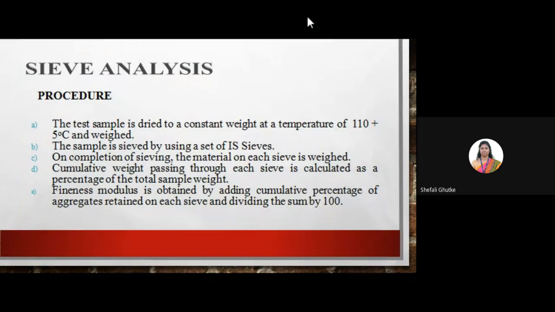So basically, how to perform the sieve analysis? The procedure is as follows. The test sample is dried to a constant weight at a temperature of 110 plus or minus 5 degrees Celsius and weighed. The sample is then sieved by using a set of IS sieves. On completion of sieving, the material on each sieve should be weighed. The cumulative weight passing through each sieve is calculated as a percentage of the total sample weight. Then the fineness modulus is obtained by adding the cumulative percentage of soil retained on each sieve and dividing it by 100.